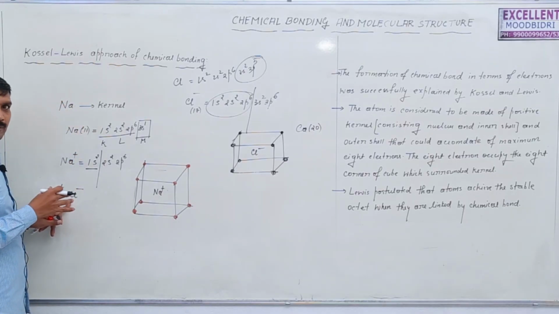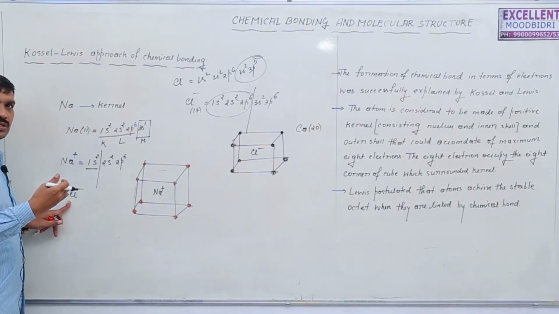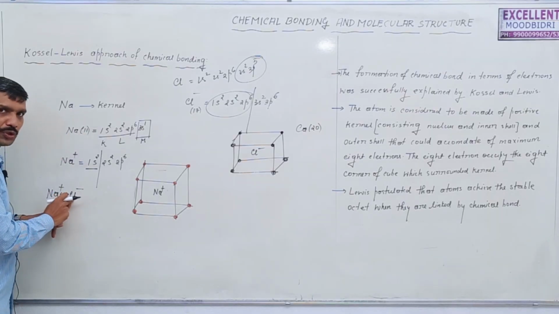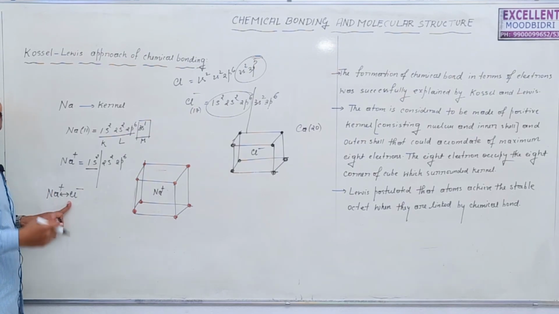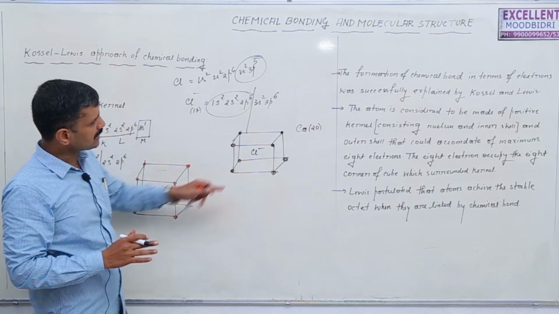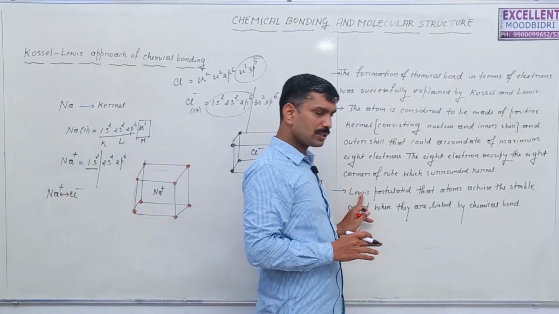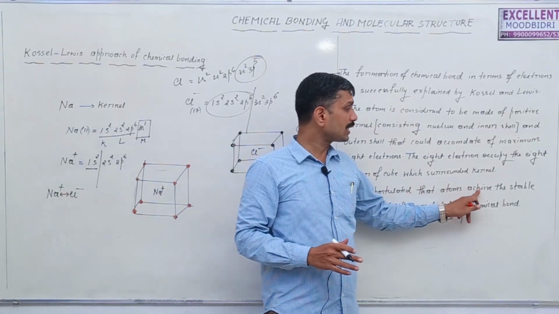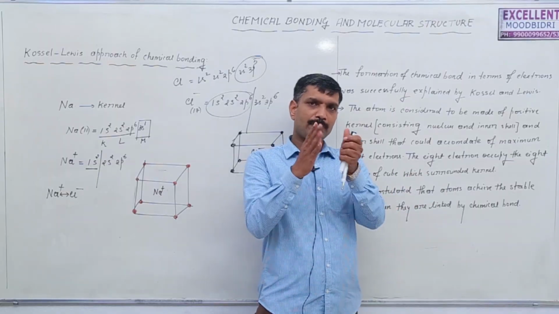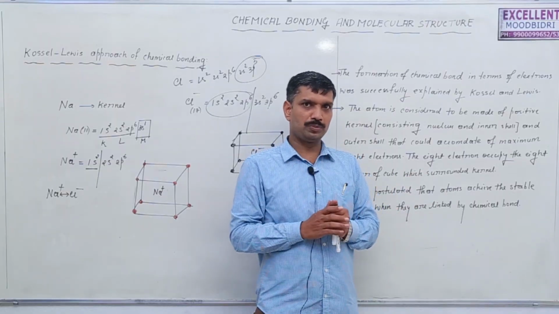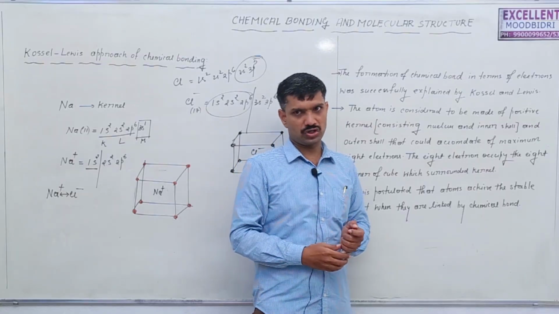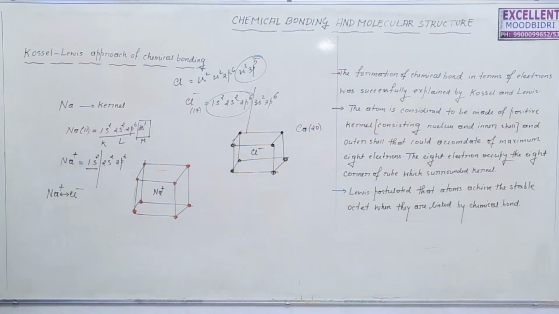According to this concept, atoms achieve more stability when bond formation takes place between the atoms. So these are the important points of the Lewis concept. Here I have given 3 concepts. The last concept: Lewis proposed that atoms achieve the stable octet when they are linked by chemical bonding. When a chemical bond exists between atoms, as a result they achieve stable octet configurations.